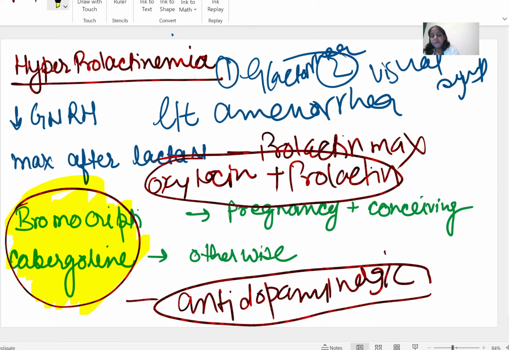Rotterdam is presence of 2 out of 3. Okay, presence of 2: anovulation, or you can say oligomenorrhea, hyperandrogenism, and ultrasound appearance. And they always confuse you by saying ultrasound appearance is normal.